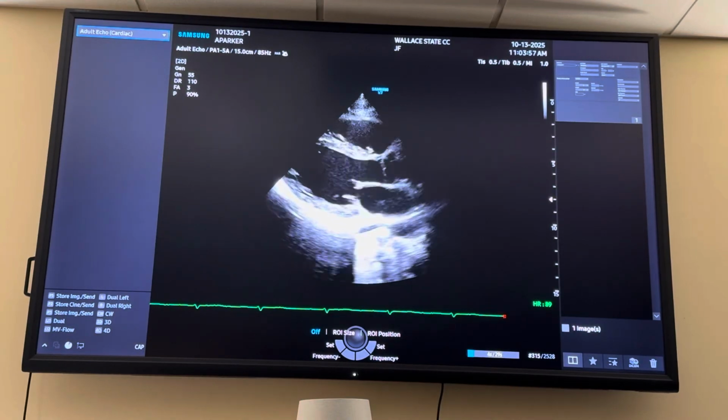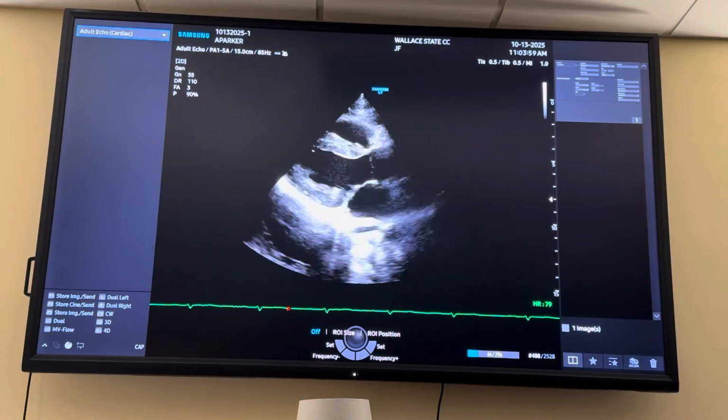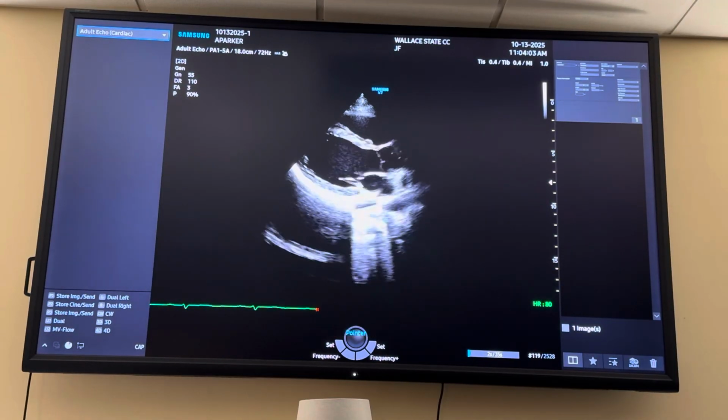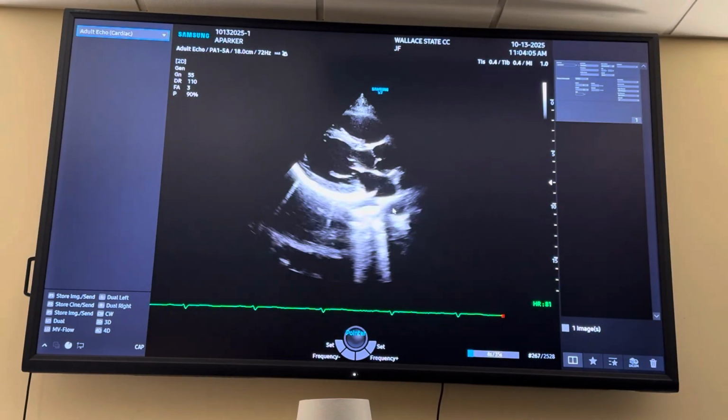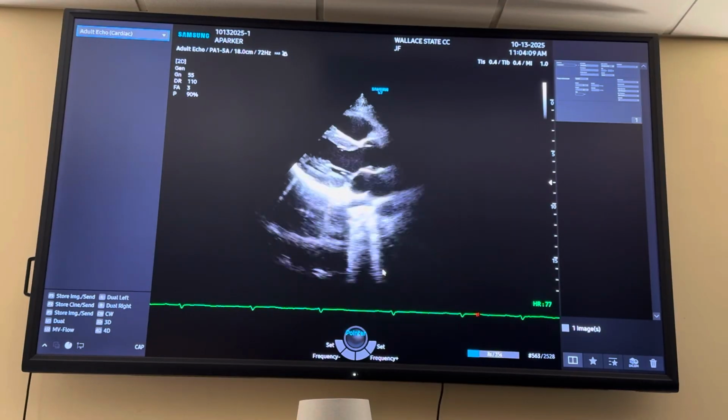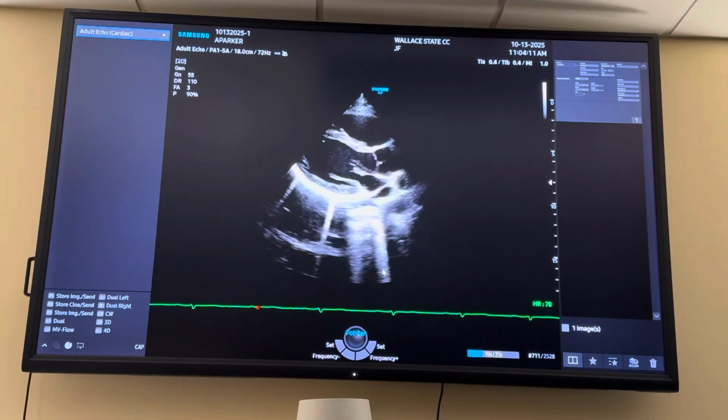Here we're going to start in your parasternal long axis. You're going to increase your depth first. As long as you've got your descending aorta here, you know you've got to increase your depth, because what we're looking for is either pleural effusion, which is fluid in the lungs, or pericardial effusion.